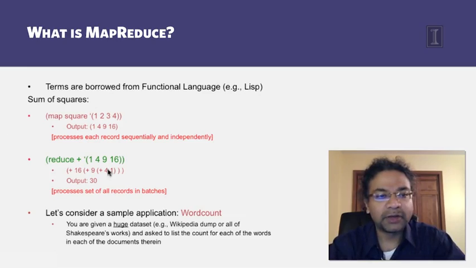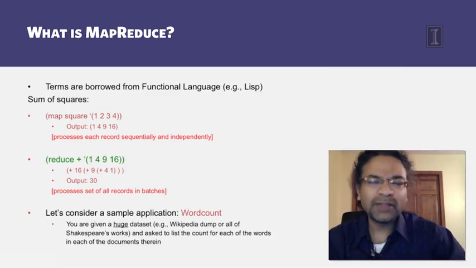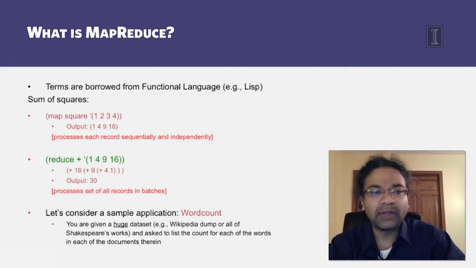The second part is an addition function which takes as input again a list of the corresponding squares of the integers and just sums them up. Reduce here is again a meta function which applies plus to a group of records. In this case, the records are just integers, and adds them up, and the output in this particular case is just 30. So once again, as far as we are concerned, reduce is a meta function that processes a set of records or a group of records. This may not be all the records, it may be a subset of all the records, and it processes it in batches. So that's a very gentle introduction to how map and reduce work in the small scale.